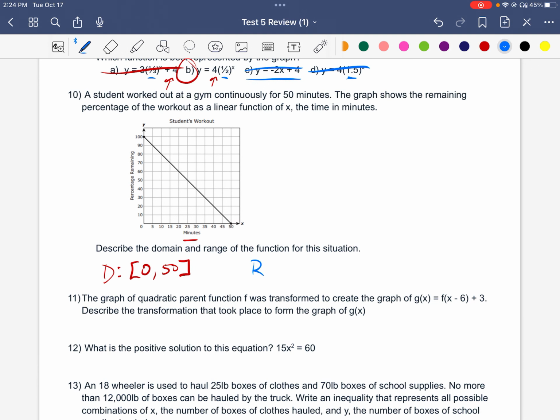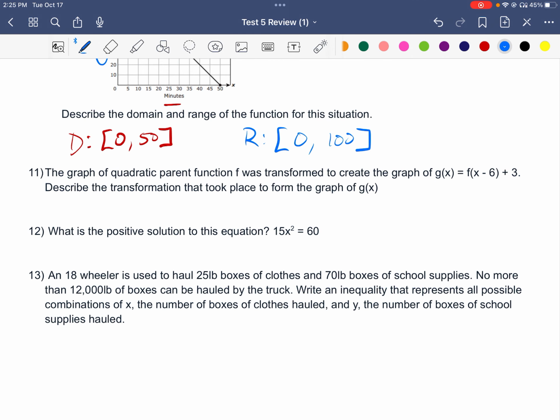Our range, our y values, is the percent of the workout they have remaining. So again, we're going to go lowest to highest. The lowest amount is 0. The highest amount is 100. And we could have decimals again. We could have 40.3% of our workout remaining. There's nothing that makes that have to be whole numbers.